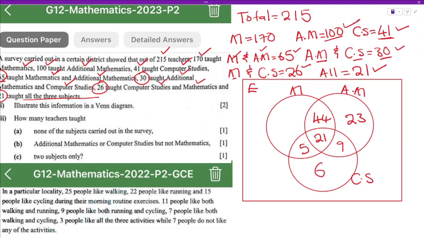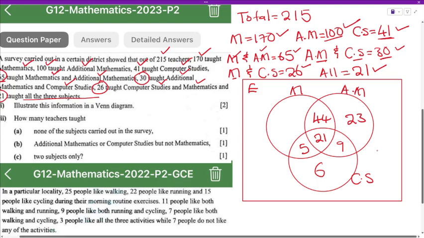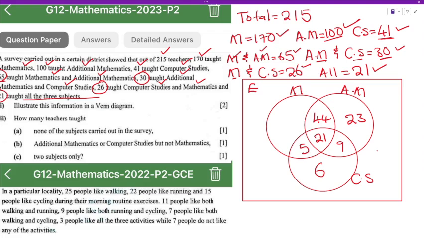And then finally, mathematics, we have 170. So when you add everything here, what you should get is 170. So we add what we currently have. We have 44 plus 21 plus 5. What does that give us? 70. And then 170 minus 70, that should give us 100 in that region.